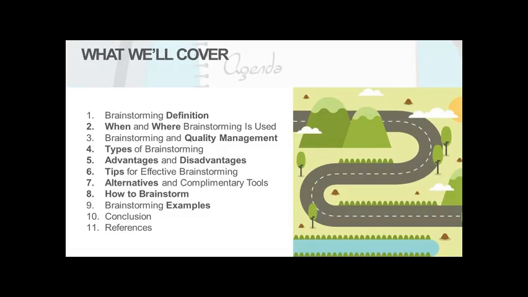First, I'm going to define brainstorming, show when and where it's used, and how it relates to quality management, show some different types of brainstorming, as well as advantages and disadvantages, offer up some tips for effective brainstorming, some alternatives and complementary tools, how to brainstorm, some examples, and then I'll conclude it at the end and provide references.